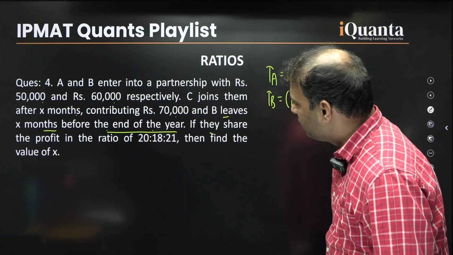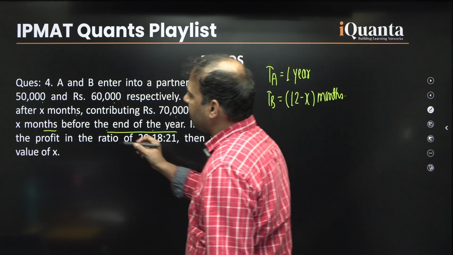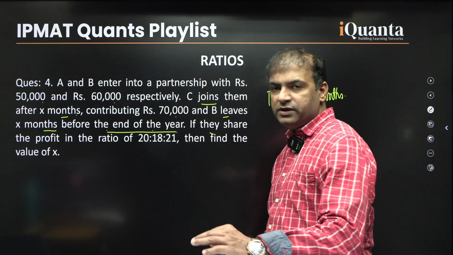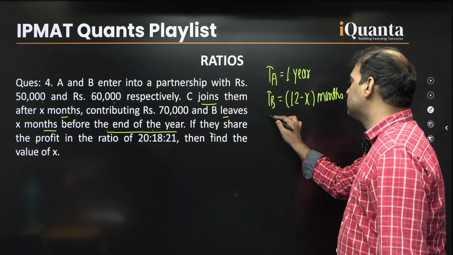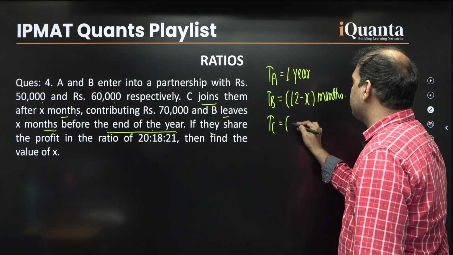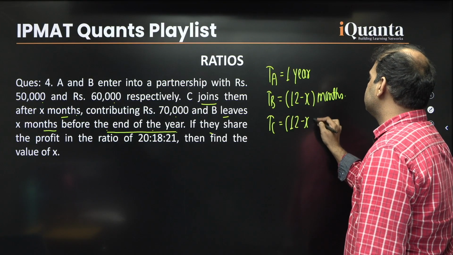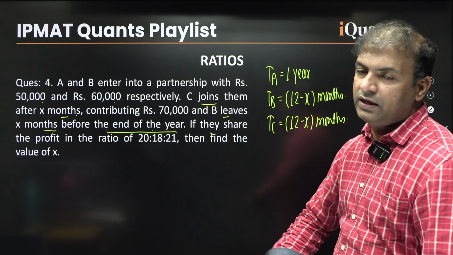Similarly, if we talk about C, C has joined after X months, right? And the total business period is 1 year. C joins after X months. That means C was also not present for X months. That means guys, the time period of C must be 12 minus X months as well. So with the help of this, now we can start solving.